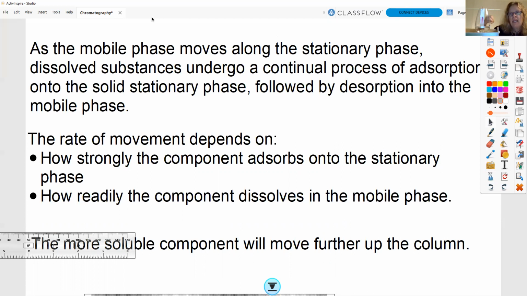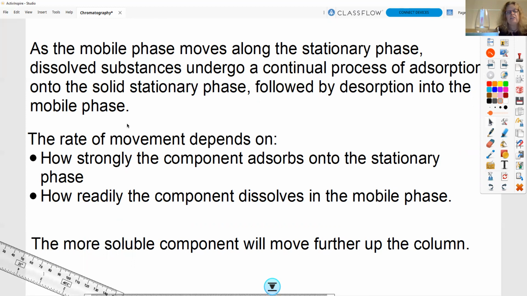So what that means is it adsorbs, it clings onto the paper, and then it gets redissolved back into the water, desorbed back into the mobile phase, and moves up a bit further. In that way, it sticks to the paper, goes back to the water, moves a bit further. Different substances are more likely to cling to the paper, and others are more likely to stay dissolved in the liquid. It's got to do with their solubility and their polarity.